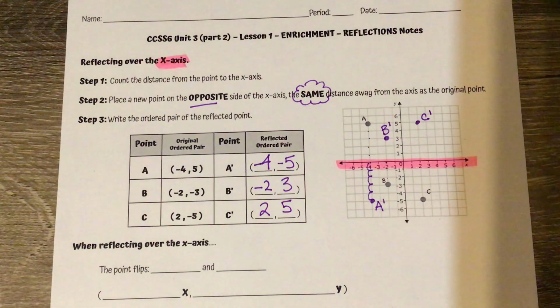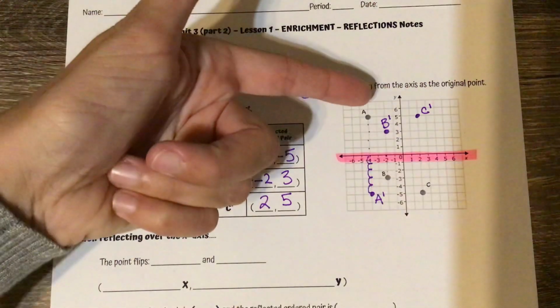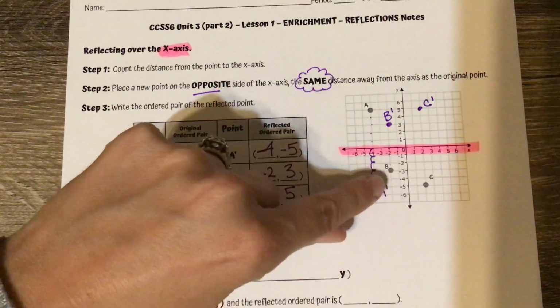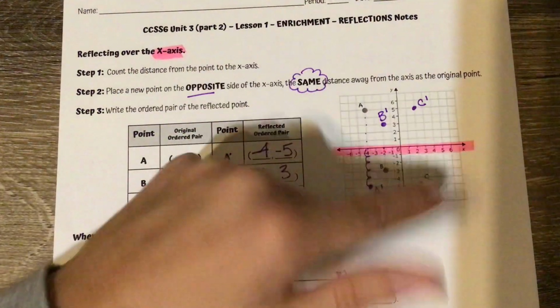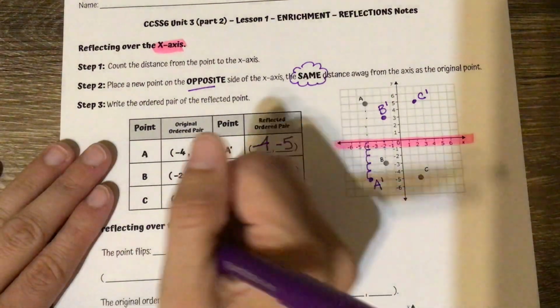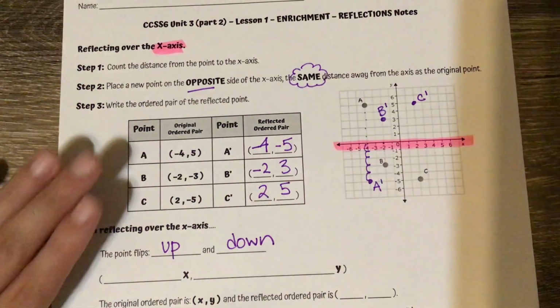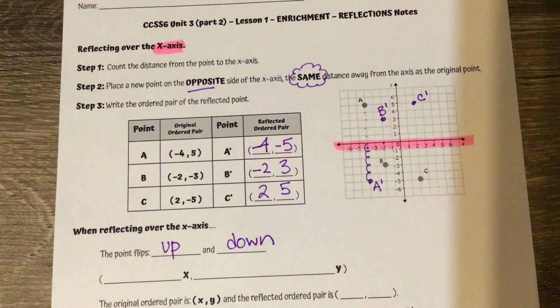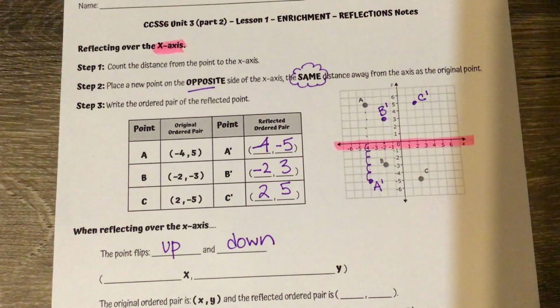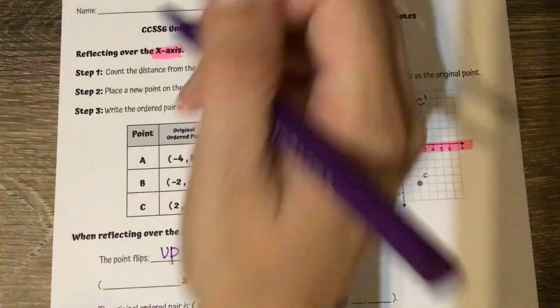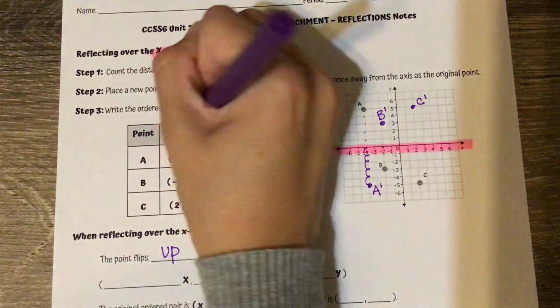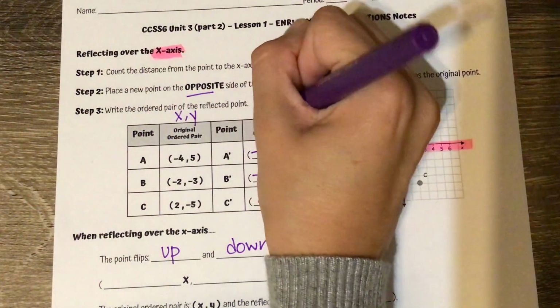So as I said before, the points flip up and down. A was above, now it's below. B was below, now it's above. C was below, now it's above. So the point flips up and down. But one thing you might notice if we look at this, we were reflecting over the x-axis. And if we remember, our ordered pair goes x, y, x, y.